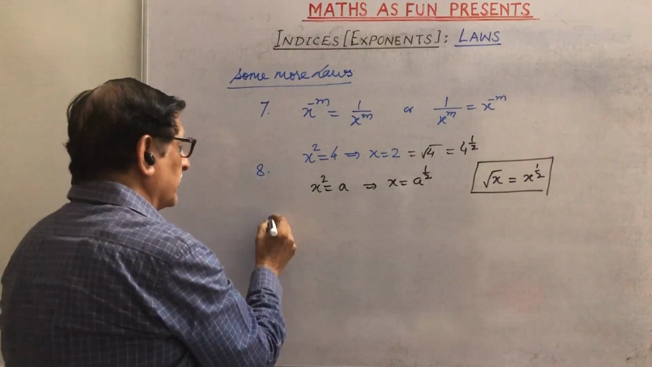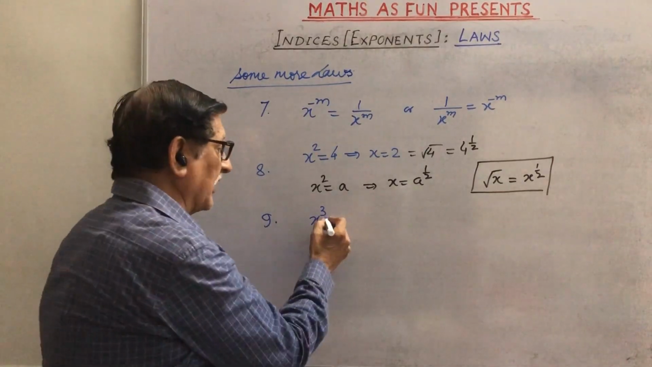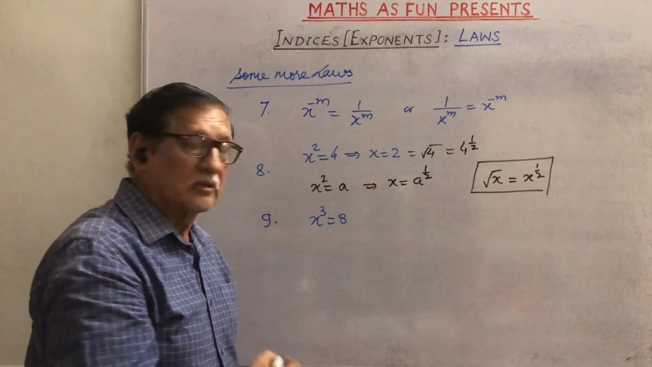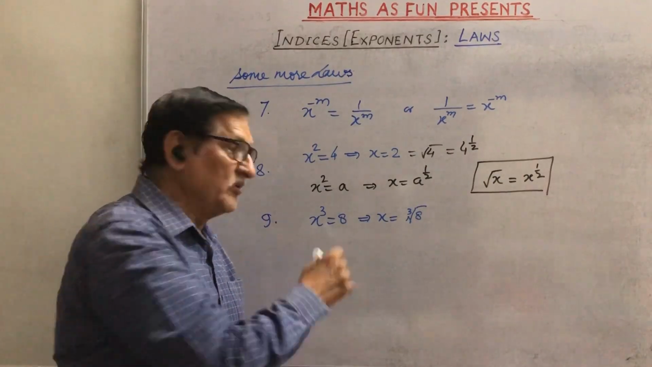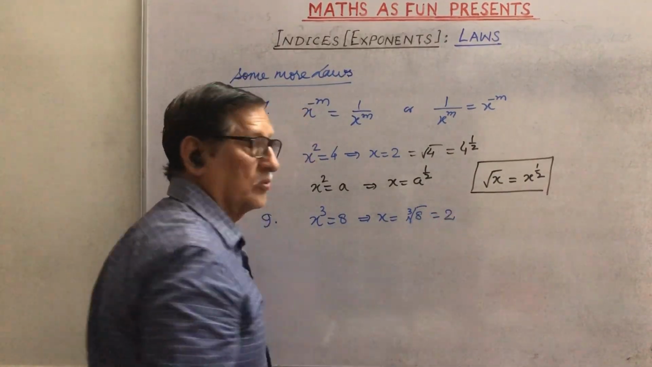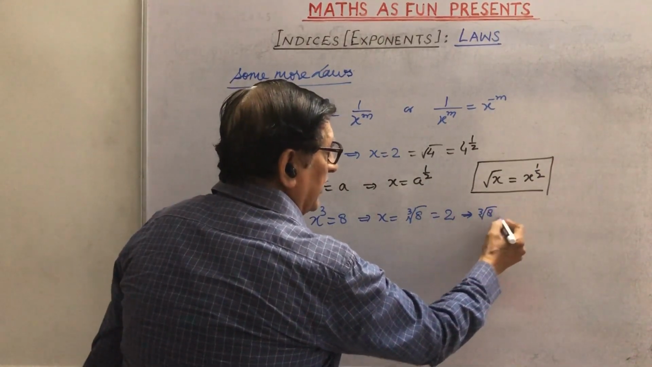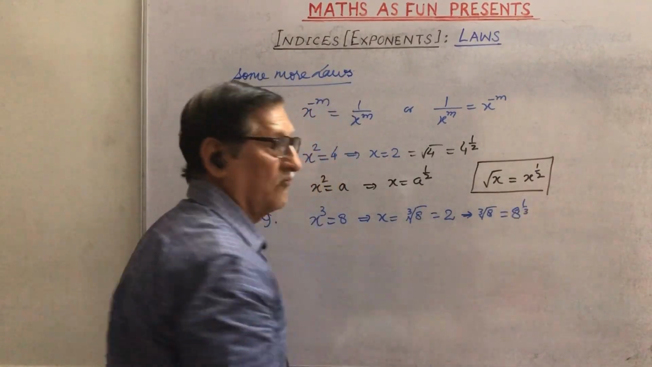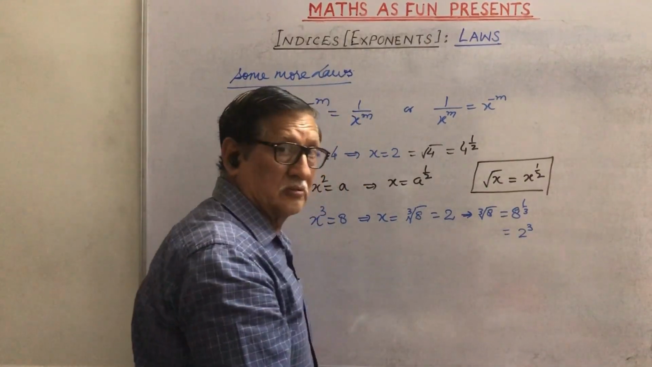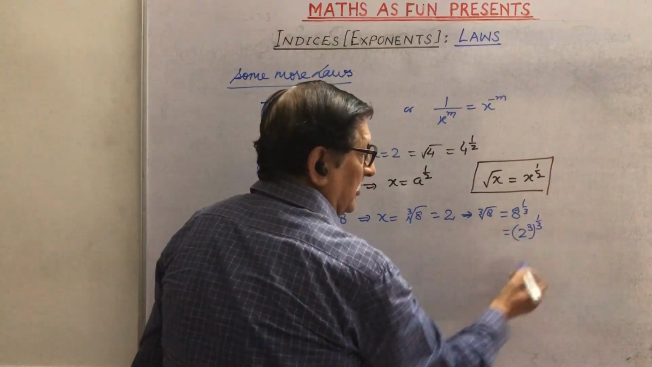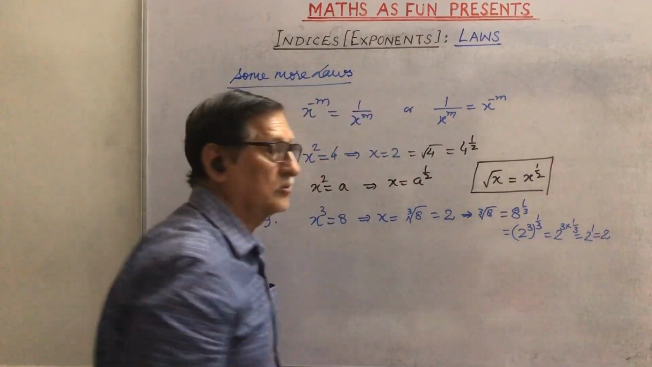Next law we can add here, ninth one. Suppose it is x cube equal to 8, can we say that x will be equal to cube root of 8? And we know cube root of 8 is 2. It means what? We can write here cube root of 8 as 8 to the power 1 by 3. How can we solve this then? 8 is equal to 2 cube or not? And this becomes 2 cube power 1 by 3. It means 2 to the power 3 into 1 by 3, which is 2 to the power 1, which is equal to 2.